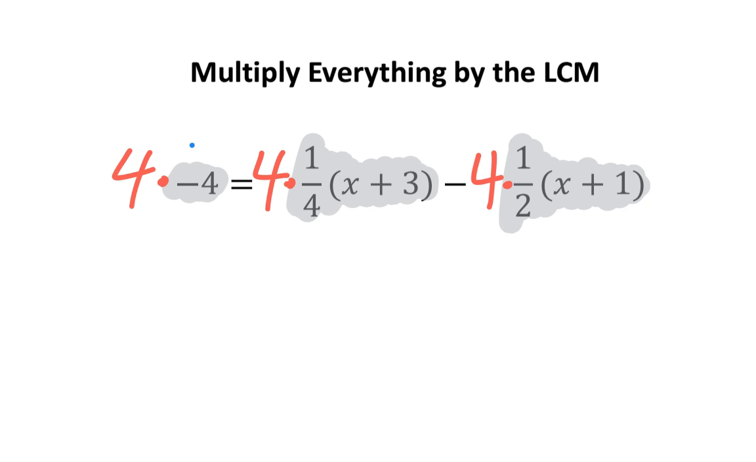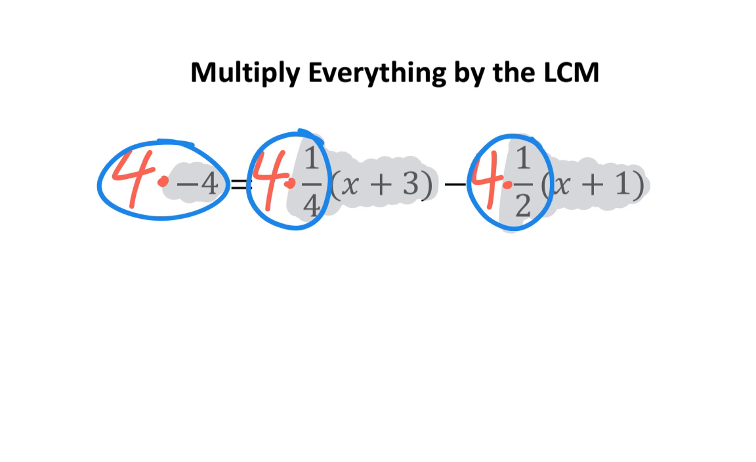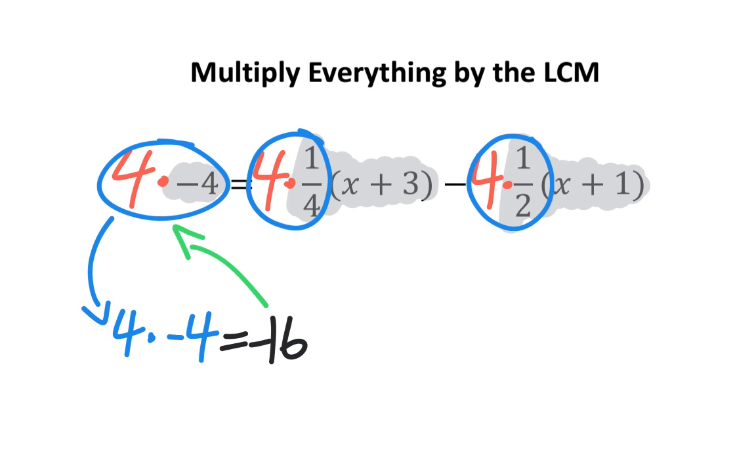We can now focus on 4 multiplied by -4, 4 multiplied by 1 over 4, and 4 multiplied by 1 over 2. Let's do some rough work down here. So we have 4 multiplied by -4, and that is going to be equal to -16. Therefore, you're going to replace what was circled in blue with the number -16. Over here, we have 4 multiplied by 1 over 4.